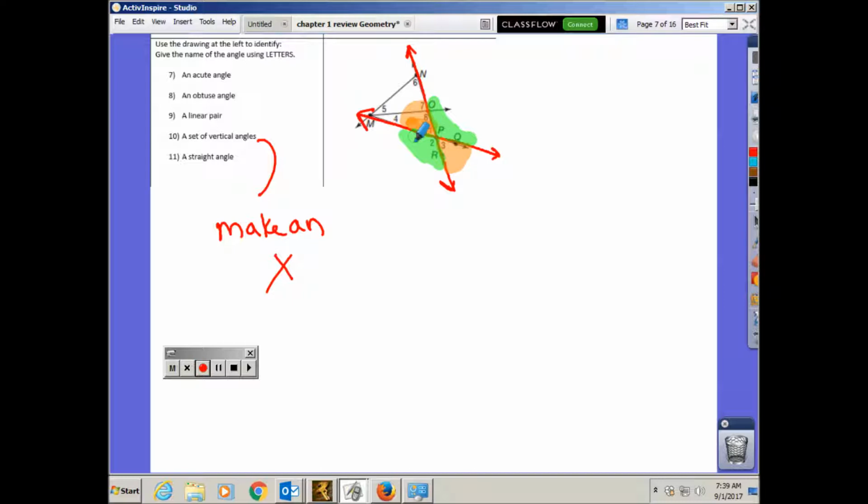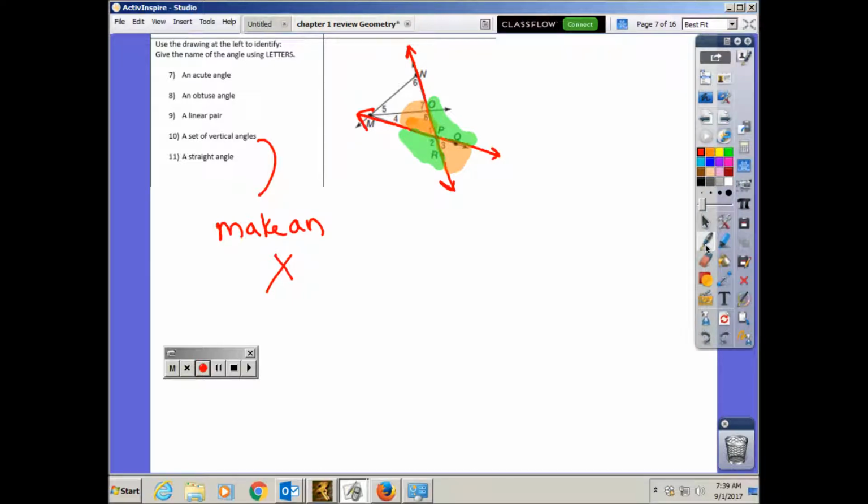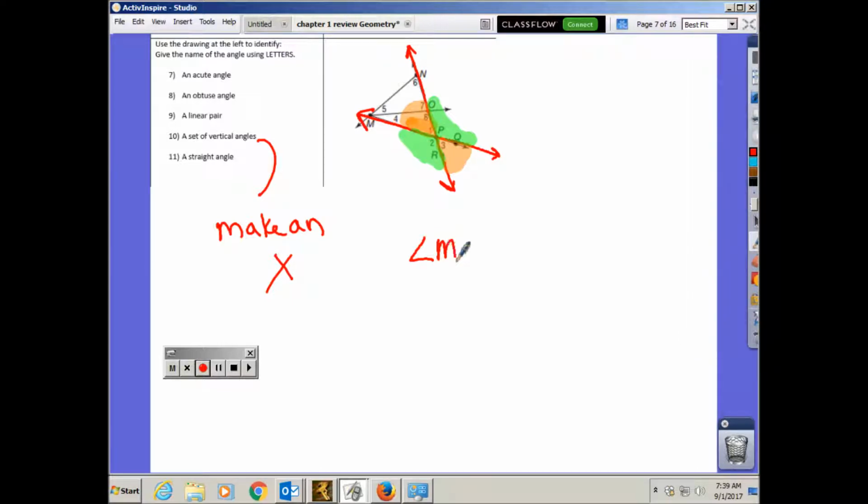So I want a set of vertical angles. My orange angles here are MPO, although I could call it OPM or MPM, and QPR. You want to remember that vertical angles are also congruent, and that's the congruency.